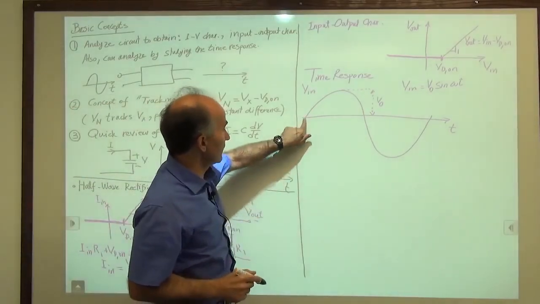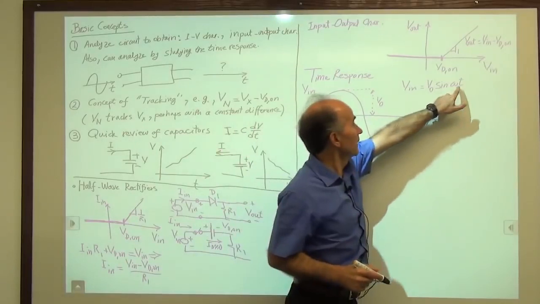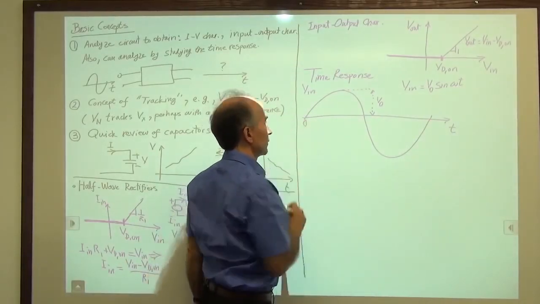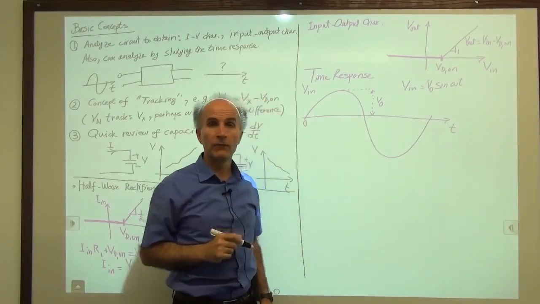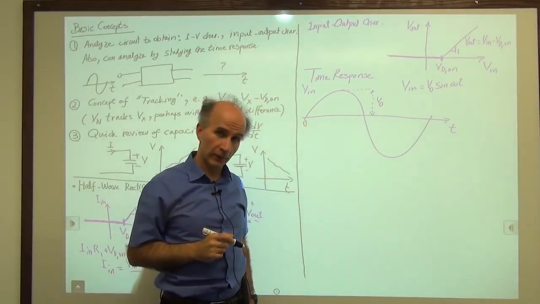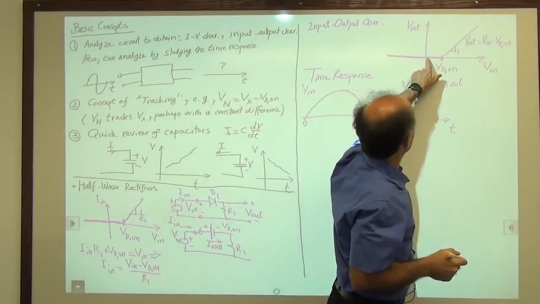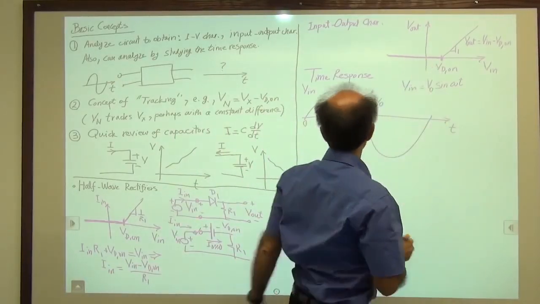Well, V in starts at 0 here. You know that when t is 0, sine is 0. So at time 0, we have 0 for the sine. If Vin is 0, how much is the output voltage? Well, we can go back to this characteristic and say if Vin is 0, Vout is 0. So Vout is 0.